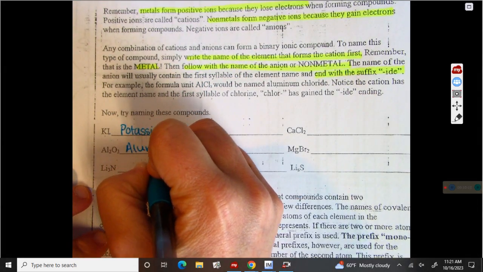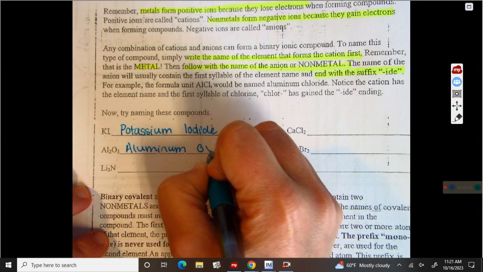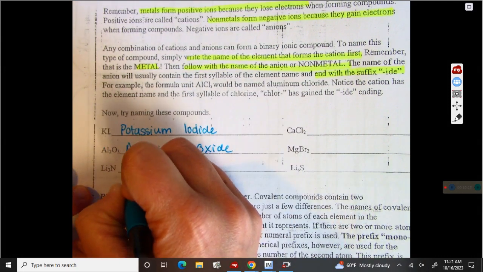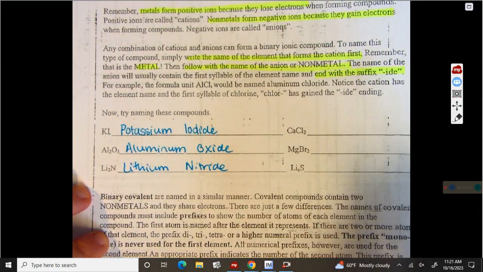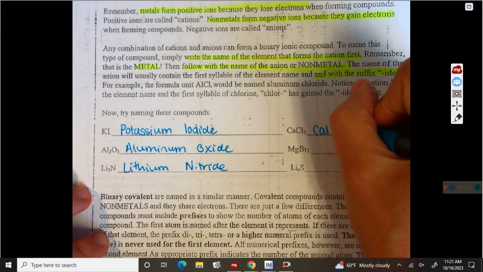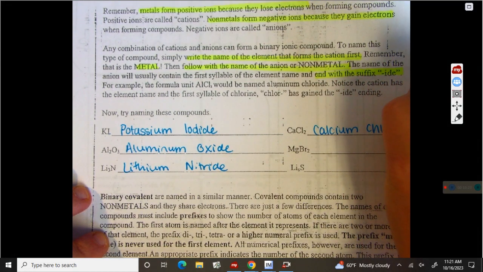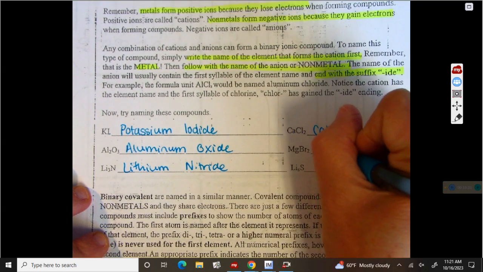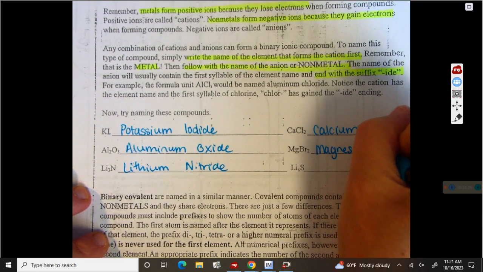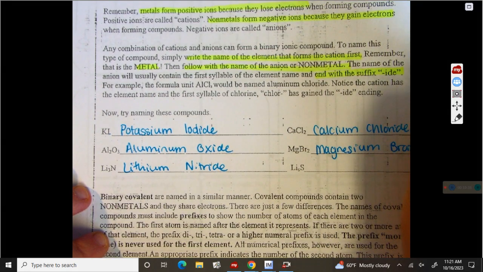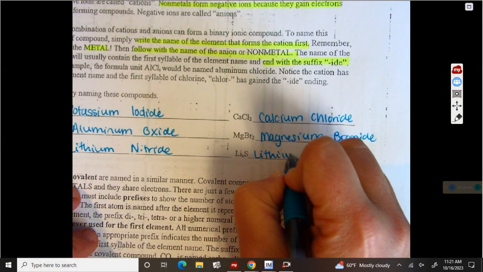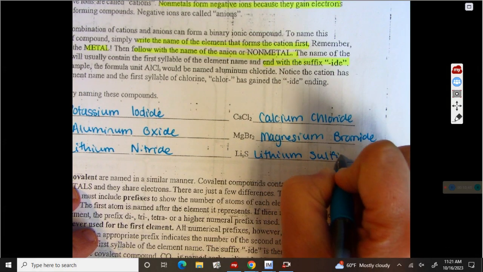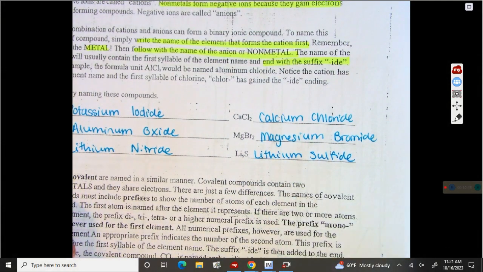Aluminum oxide. Lithium nitride. Calcium chloride. Magnesium bromide. And if you spell these wrong, that is okay at first. You'll get the hang of it. And lithium sulfide. The big thing to remember is that IDE is going to go on the end.